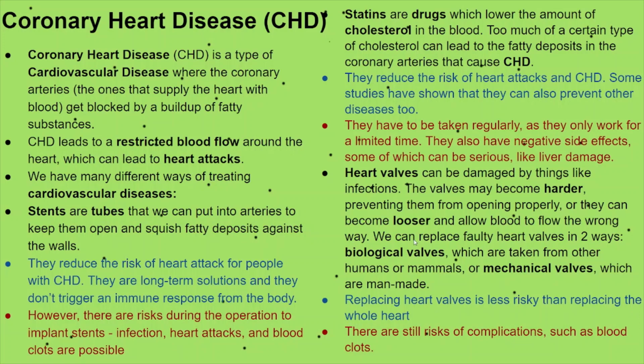And we have two ways to replace faulty heart valves: biological valves, which are taken from other humans, or mechanical valves, which are man-made, obviously. But mechanical valves, an advantage of them is that they wouldn't be rejected by the body. Advantage of biological valves is that they would work better than mechanical ones, maybe. So an advantage of these heart valve replacements as a whole is that they're less risky than replacing the whole heart, but there are still risks of complications such as blood clots, as there are in any surgery whatsoever.